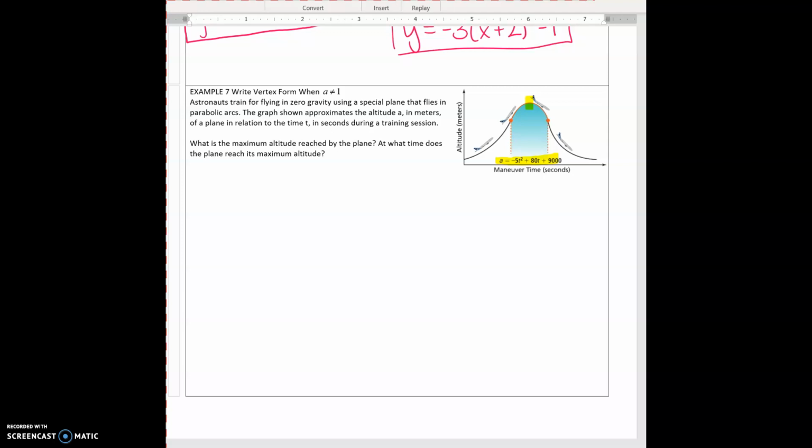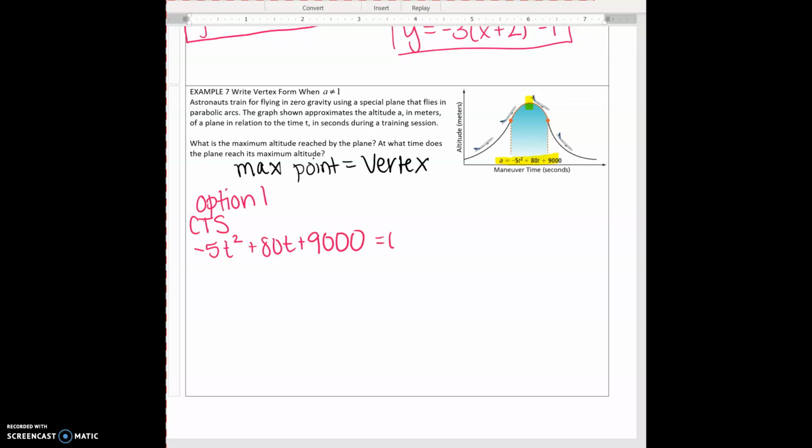So again, we are looking for the max point, which is the vertex. So in all of these notes, we've been completing the square. So the first method I'm going to show is completing the square. I'm just going to write complete the square, CTS. And so we're going to take our formula, negative 5t squared plus 80t plus 9,000, and I'm going to set that equal to 0.